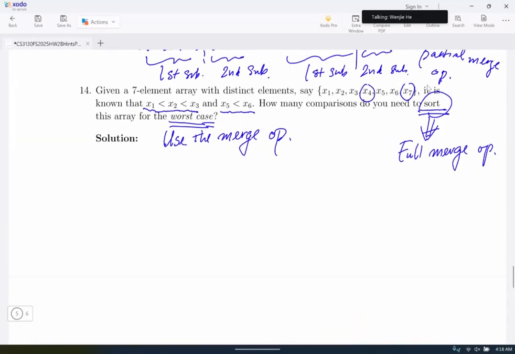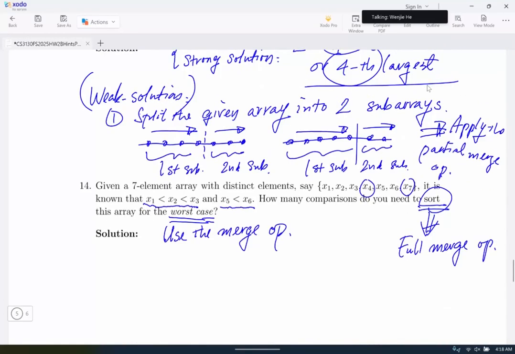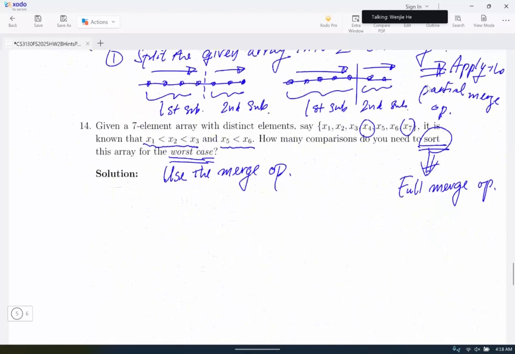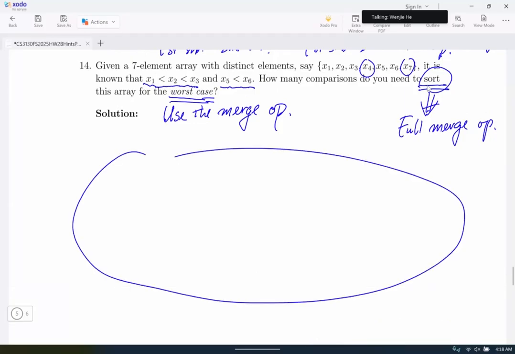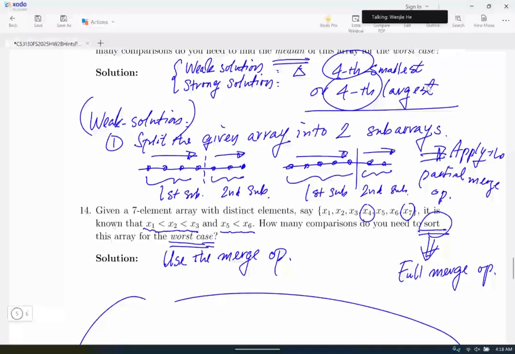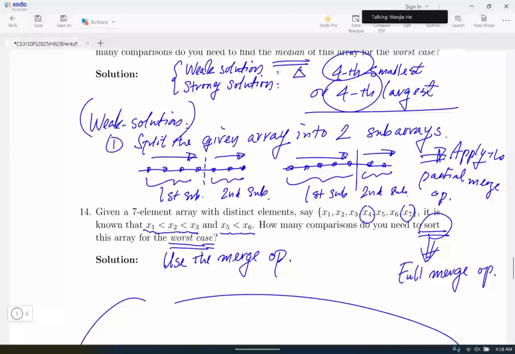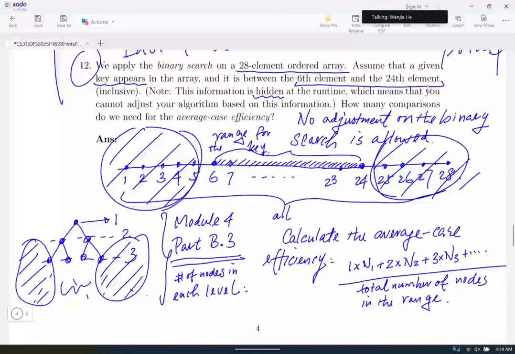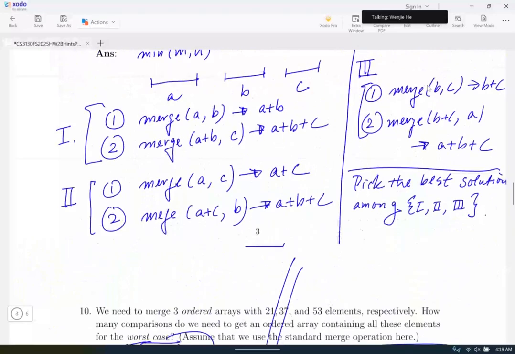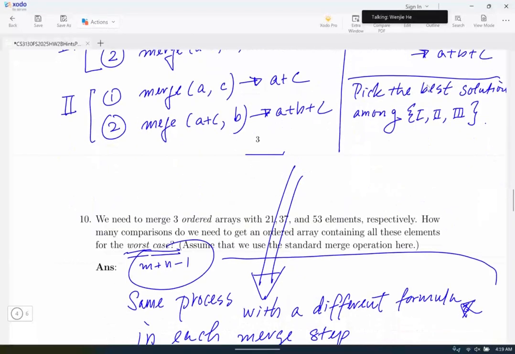Oh, sorry, did I complete all of them? Because here I see a lot of space, so I felt I may not complete all the questions. But it looks like I covered all the questions.